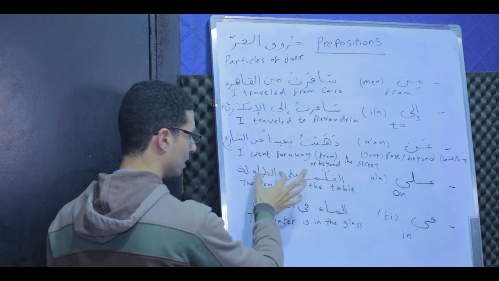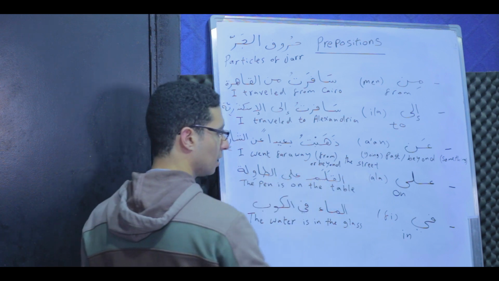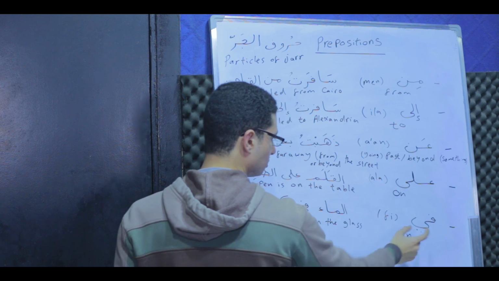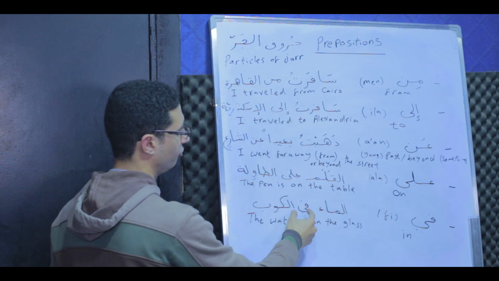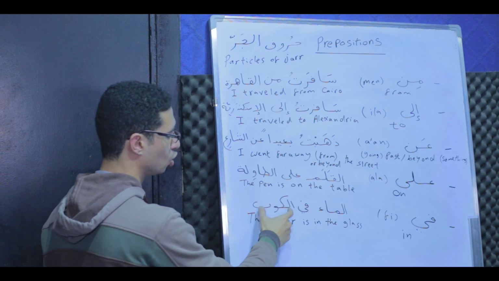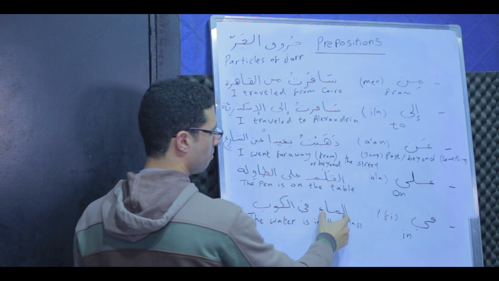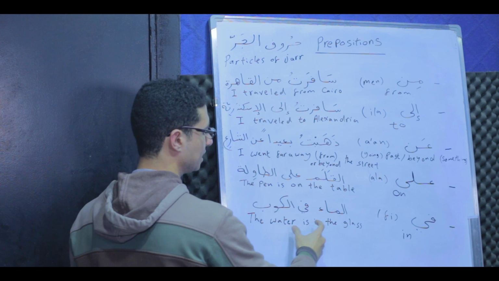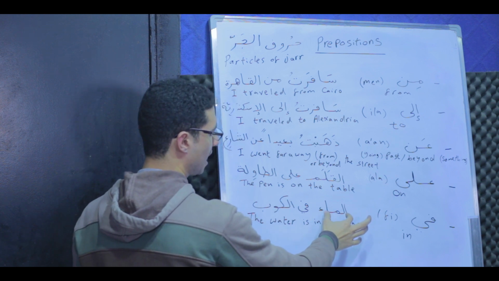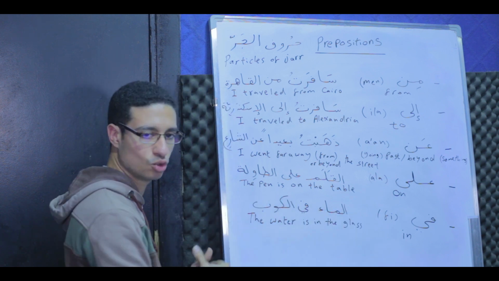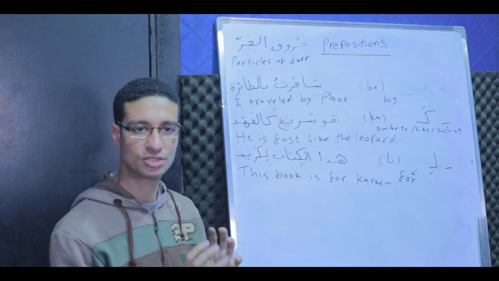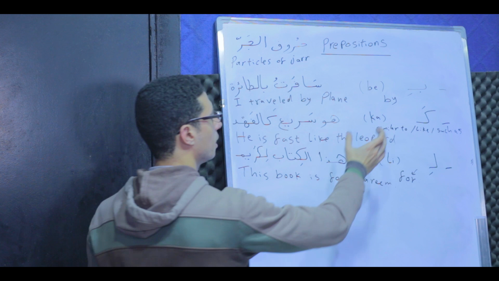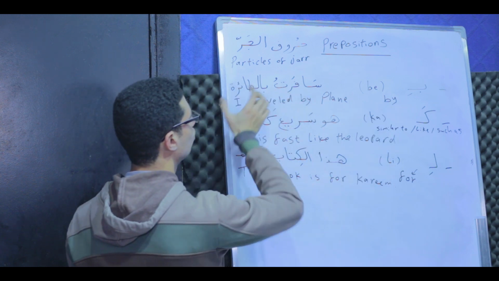القلم على الطاولة. The next one is في. في means in. الماء في الكوب. كوب means glass. ماء means water. So the water is in the glass. الماء في الكوب.